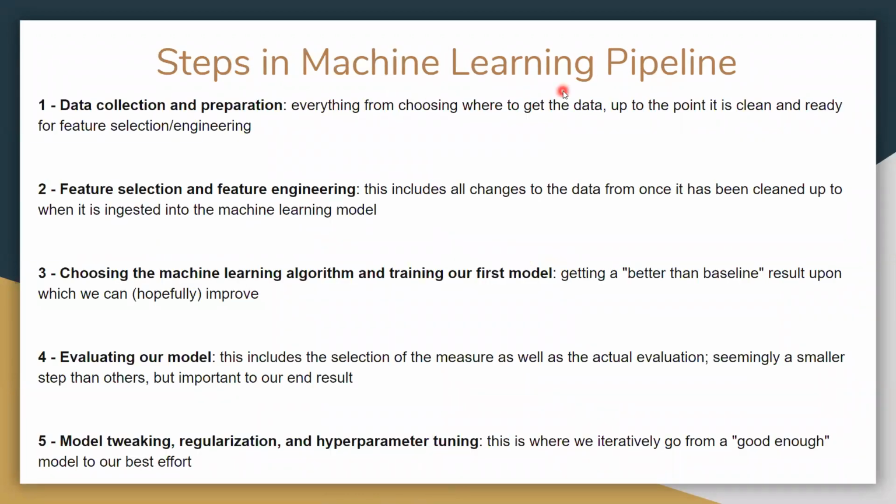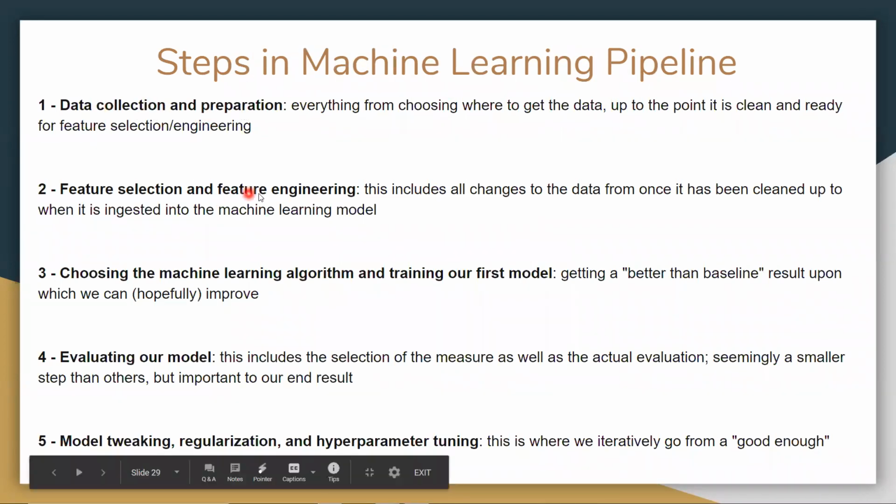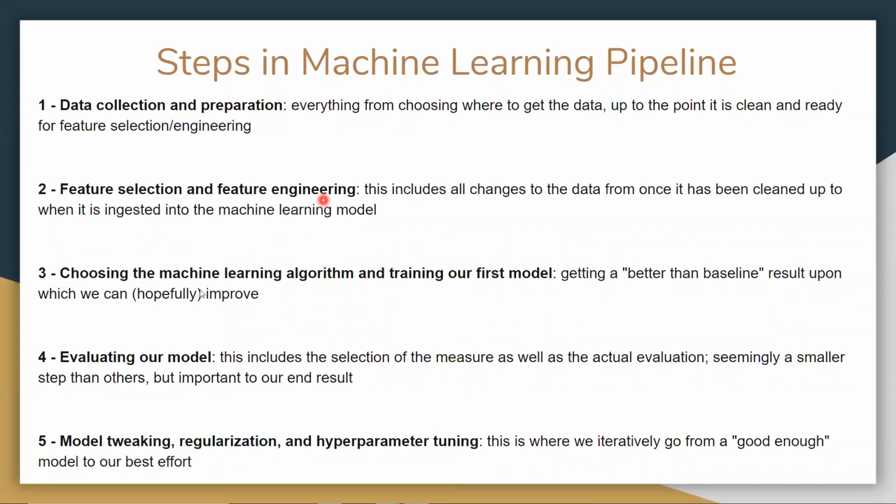So what are the steps in the machine learning pipeline? You have data collection and preparation, feature selection and feature engineering. That's what we have seen. Then choosing the machine learning algorithm and training our first model.